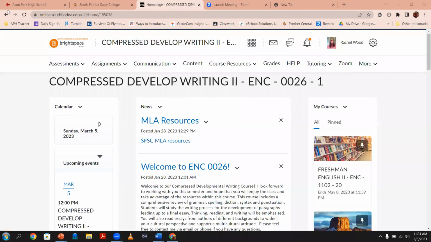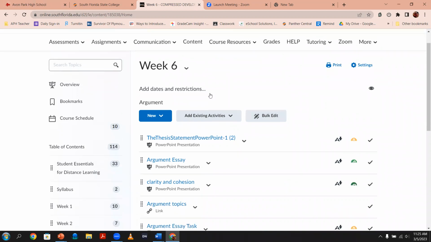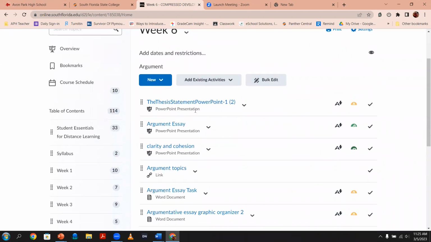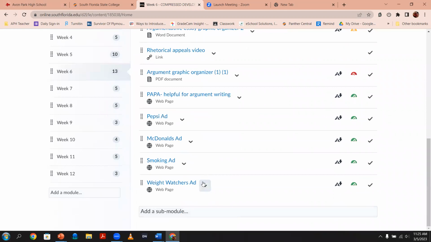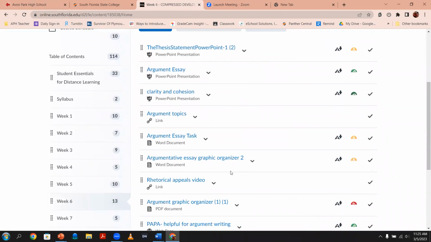So I'm going to go ahead and share my screen with you so we can talk about what we are going to be doing. If we go into content, I'm going to go to week 6, and it should still be up because I was just beginning to work with week 6. You can see that week 6 has a lot of things. I believe there's 14 things listed. That seems like a lot, but it's really not.